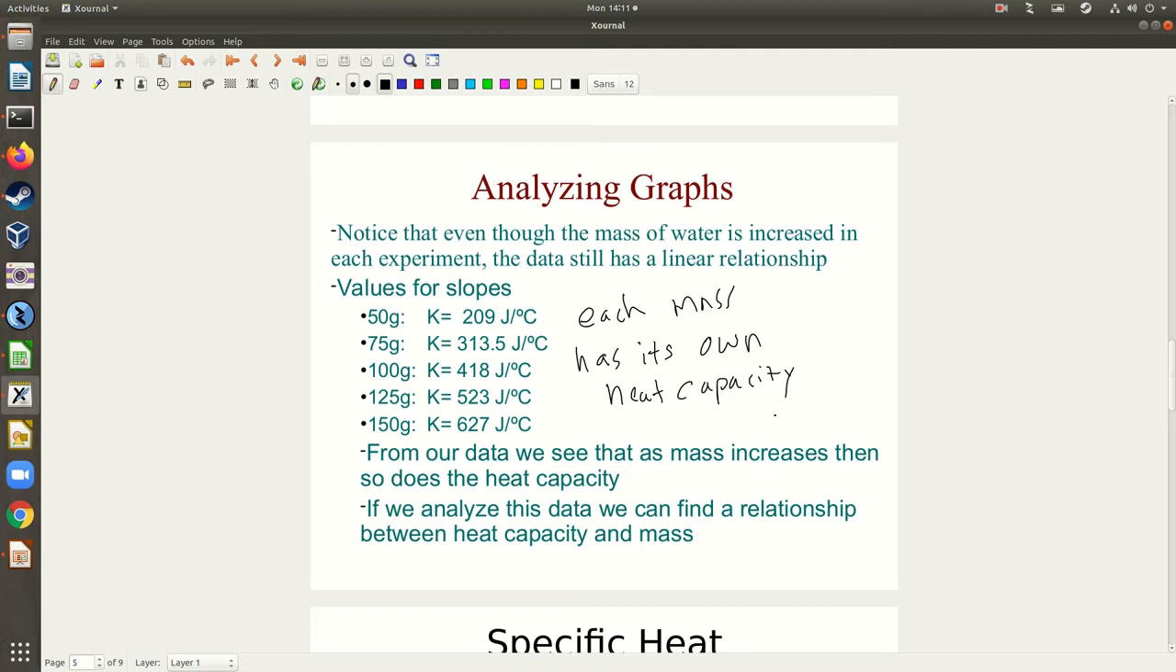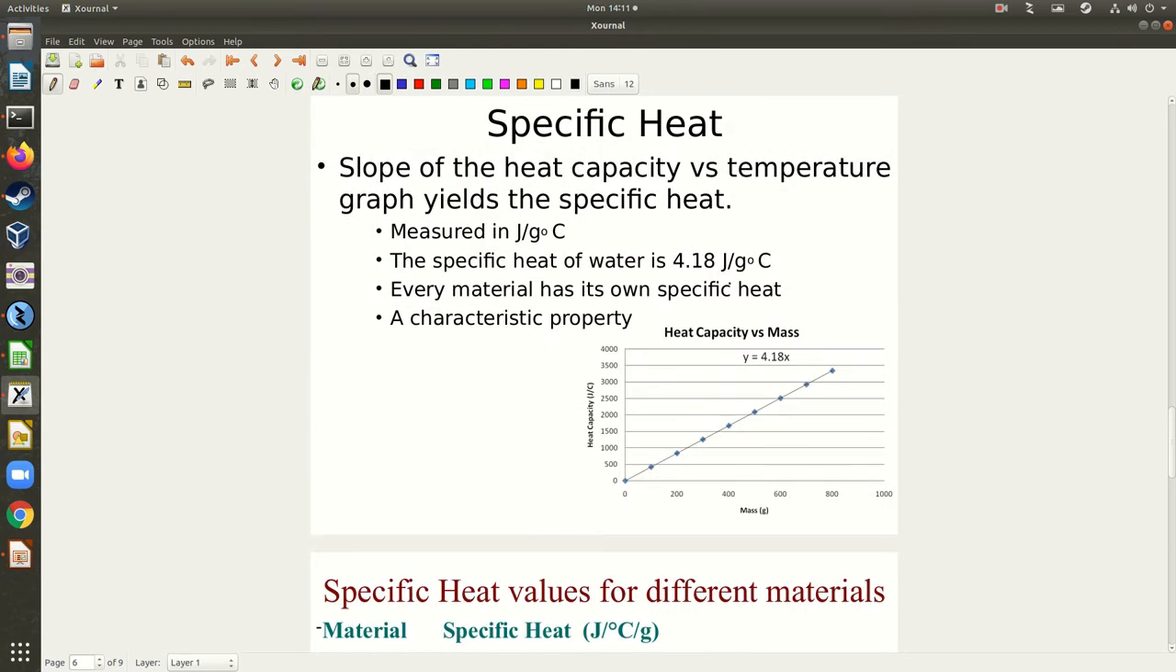How is that useful? Well, it is a quick and dirty way sometimes if you don't actually know the specific heat of the material. But if you do, it's not as well used, I think. From our data, we see that as mass increases, the heat capacity does as well. And we can find a relationship between the heat capacity and mass. And that's called the specific heat, as I mentioned earlier. This is actually called the specific heat capacity.